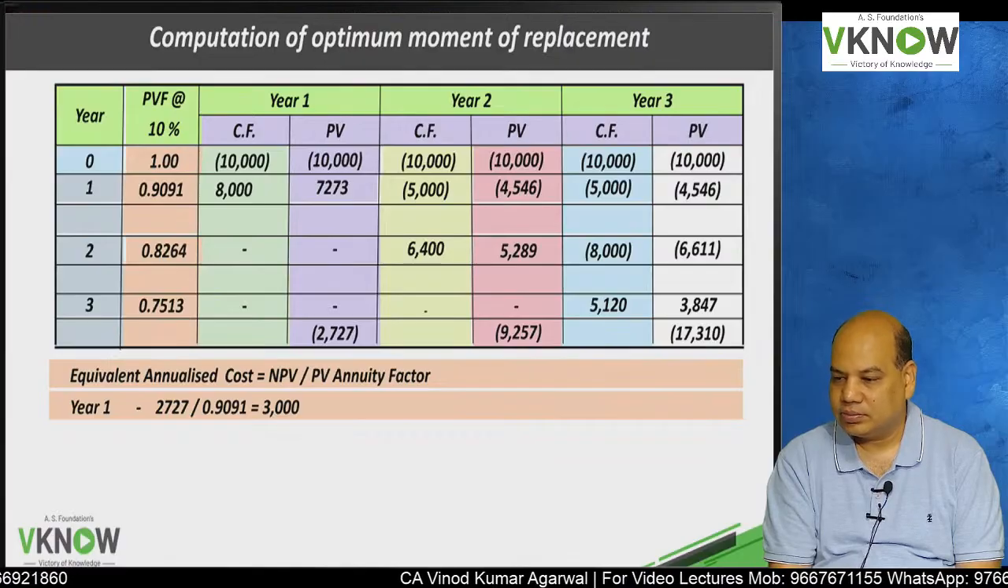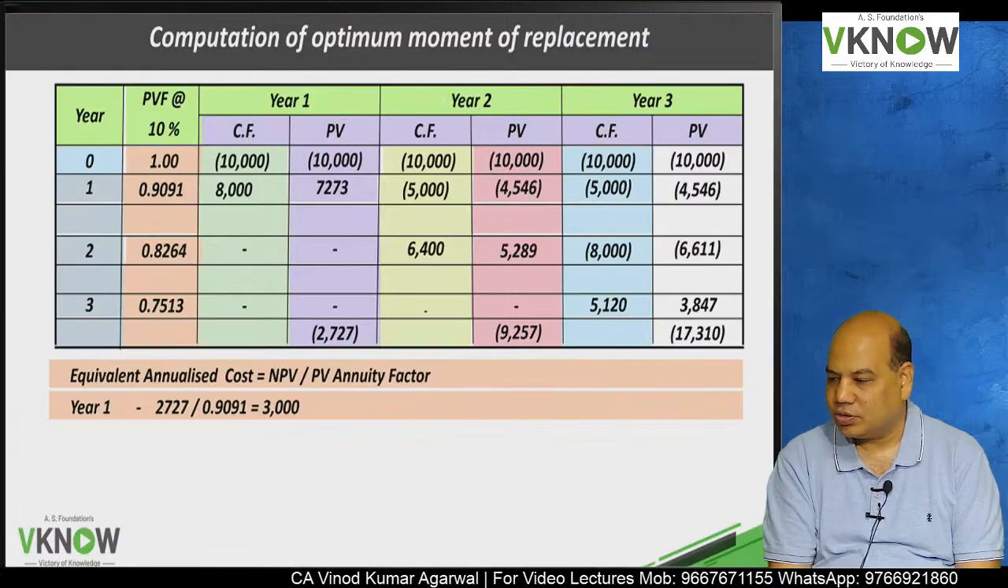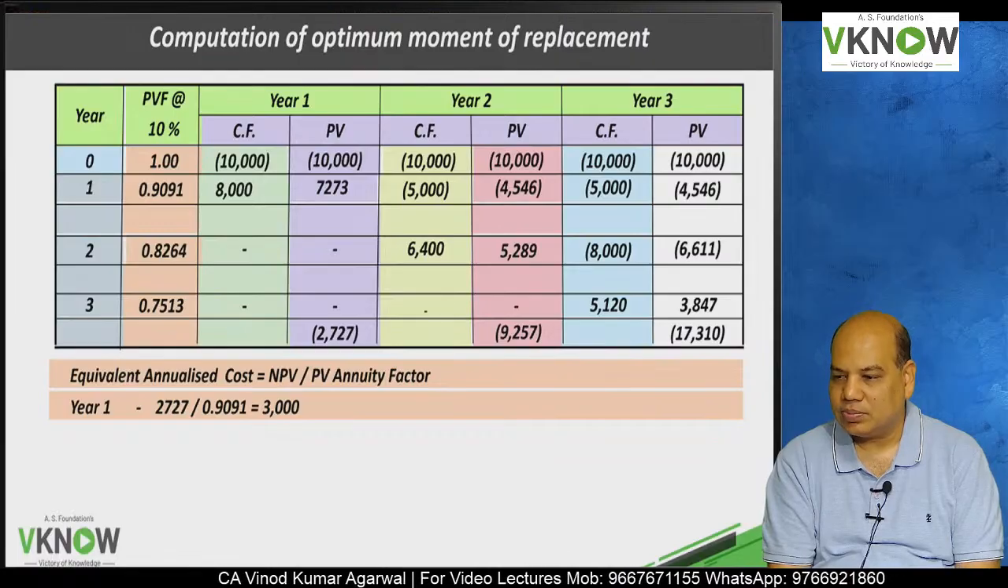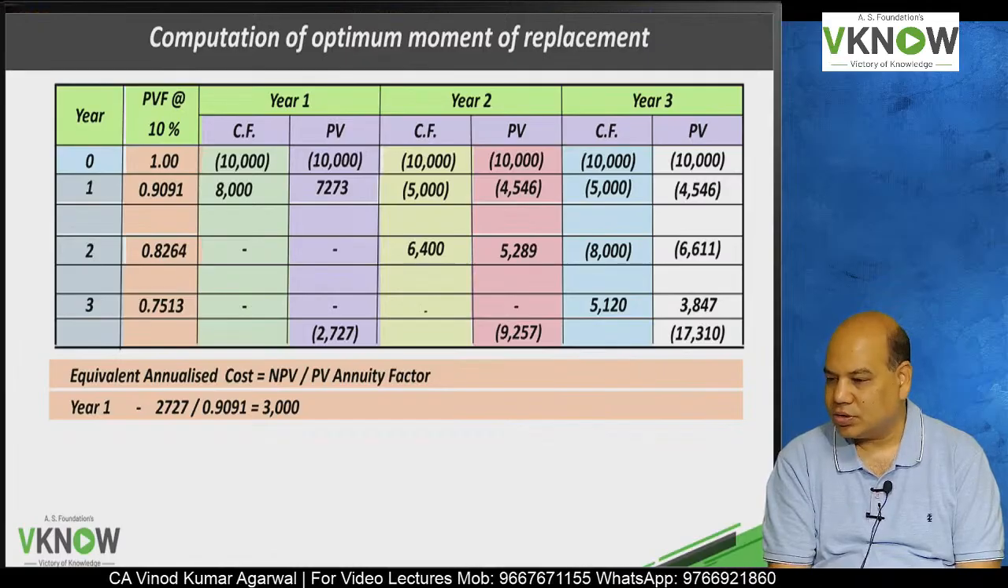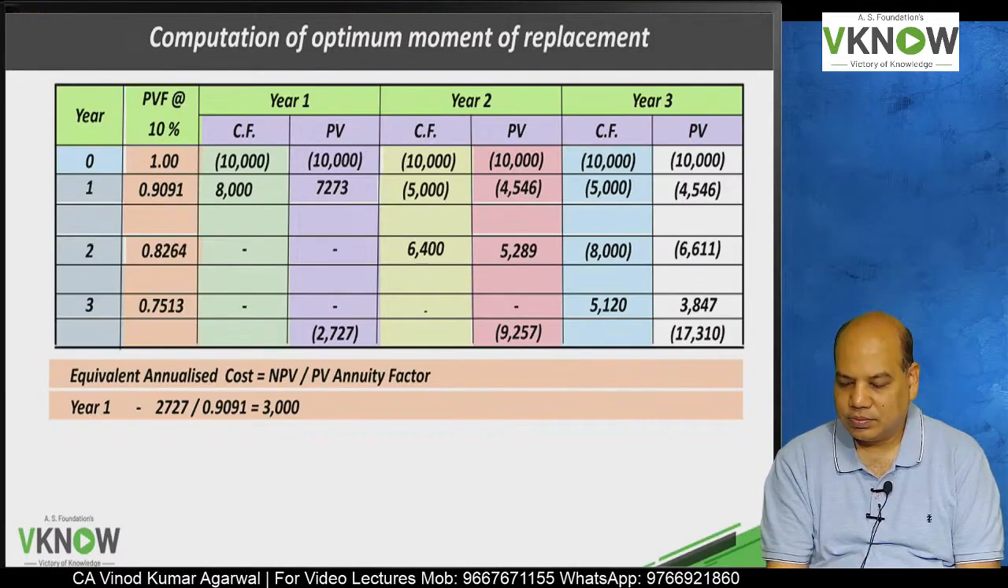2727 divided by 0.9091. The first year annuity factor will be the same, 0.9091, giving 3000 rupees. Check the answer.